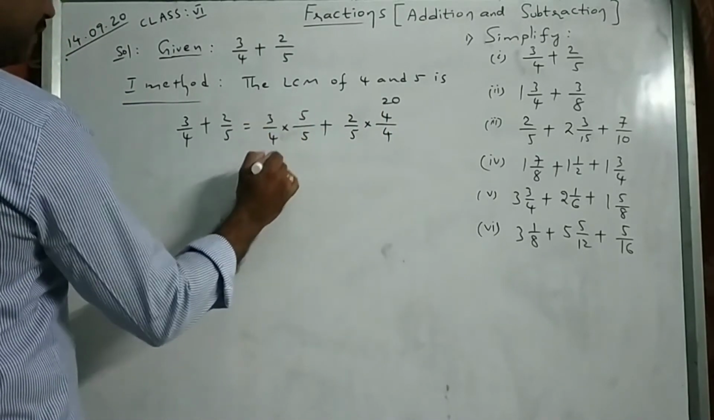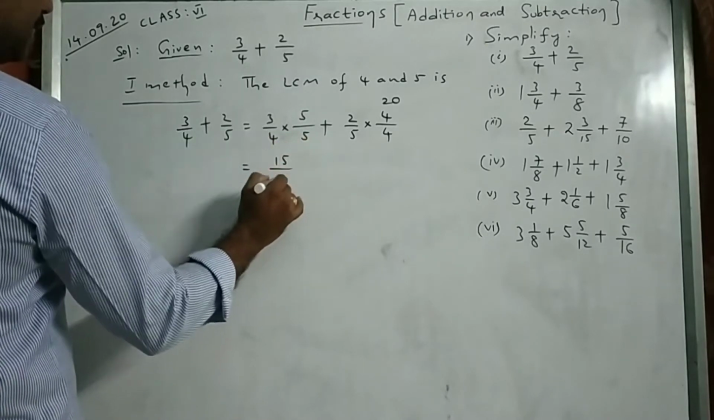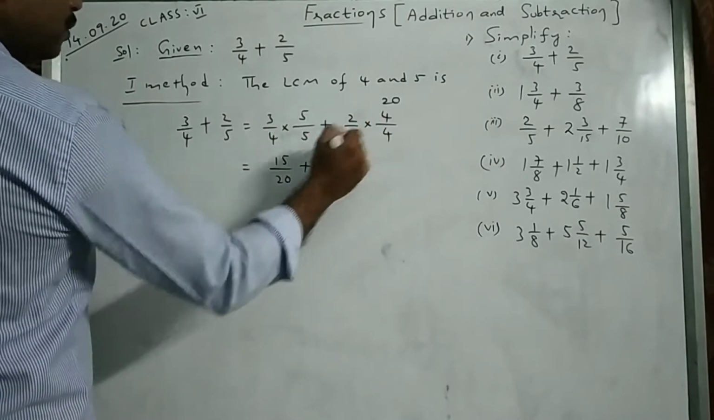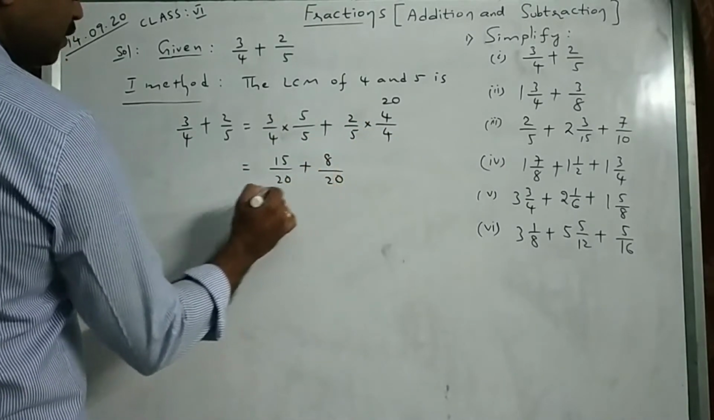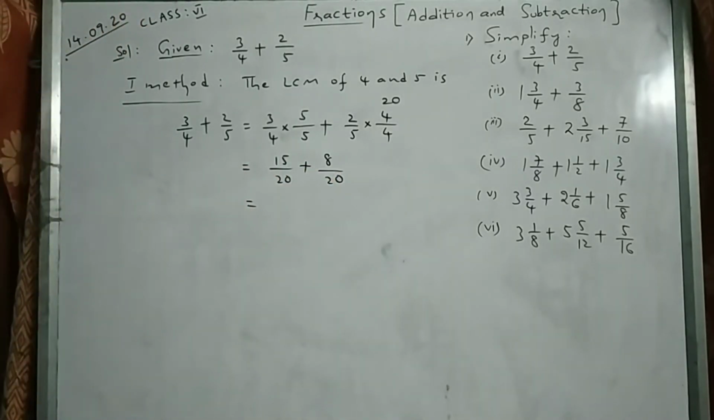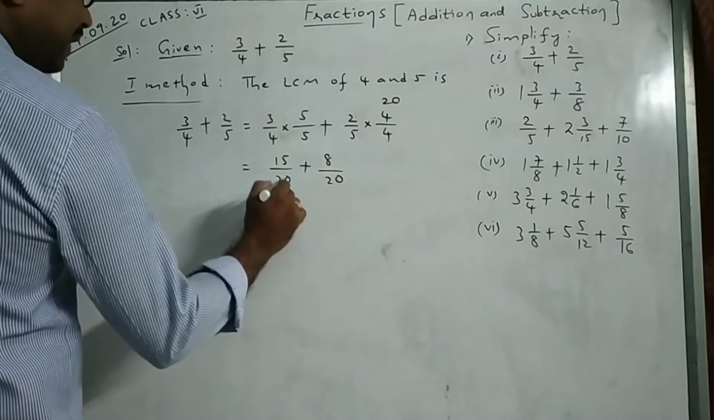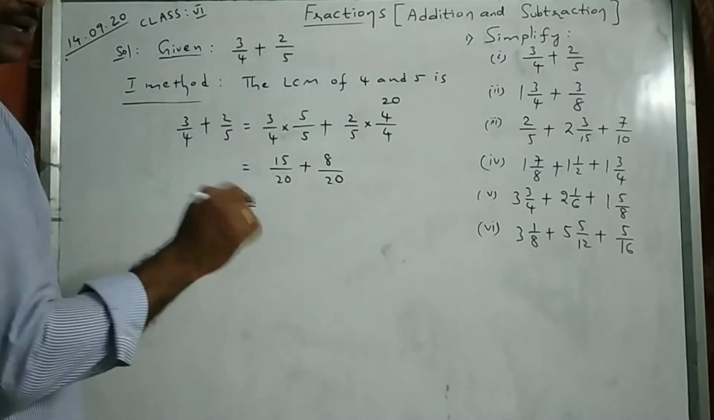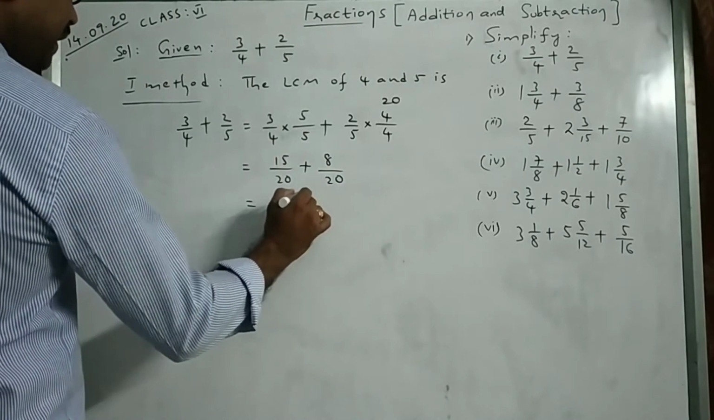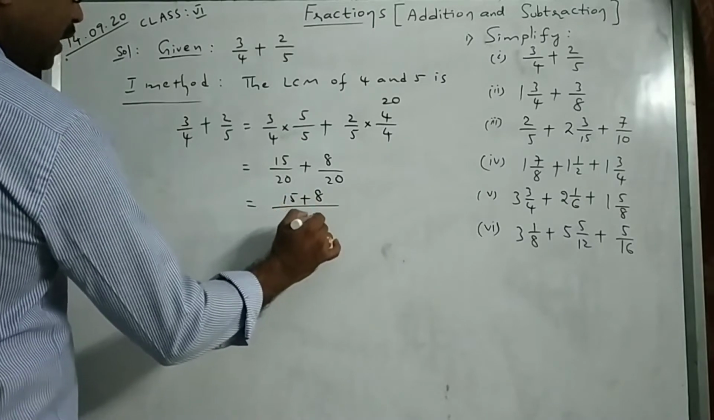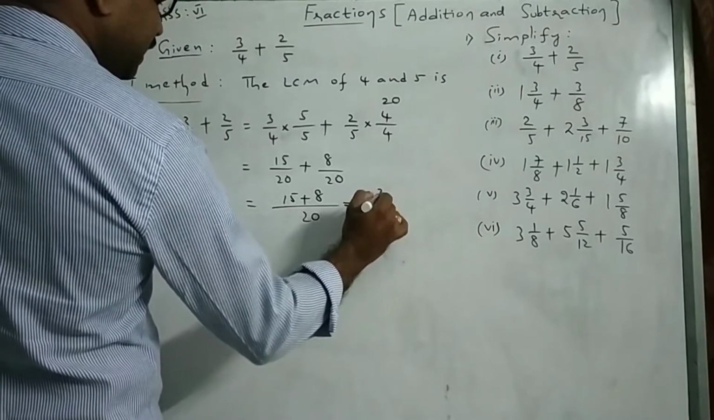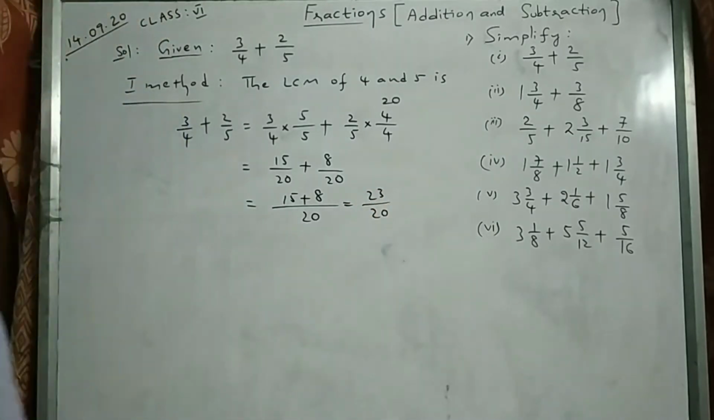Now you check once. 3 5s are 15 by 4 5s are 20. Numerator, denominator. Plus 2 4s are 8. 5 4s are 20. Now you look at here. Denominators are same. That means they are like fractions. So we can add directly now. Like fractions means we can add directly numerators. 15 plus 8. Denominator write only once. 15 plus 8, 23 upon 20.